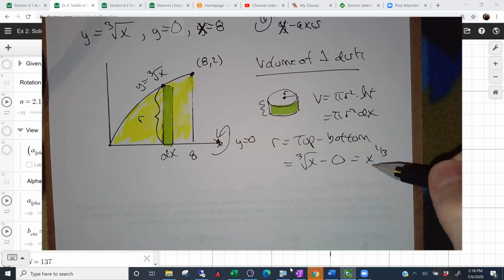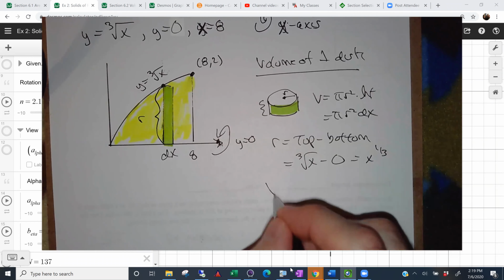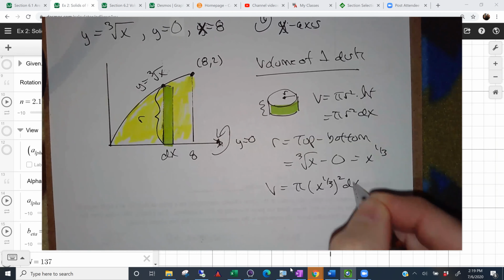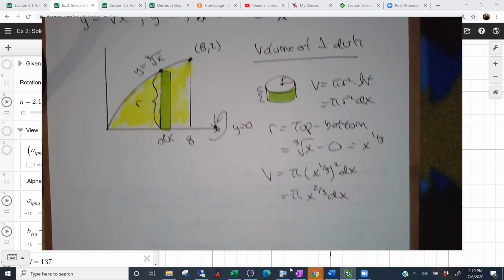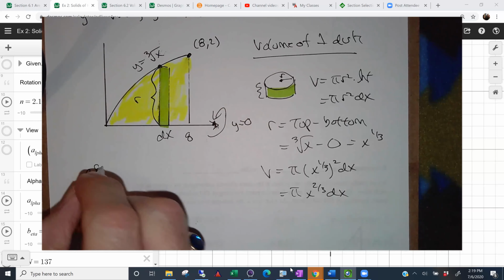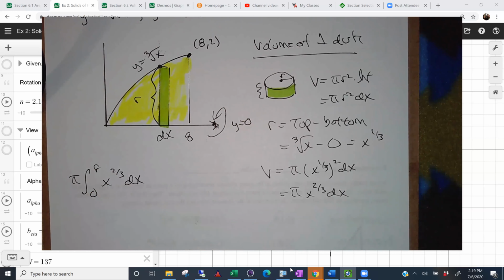Let me take that x to the 1/3 power and plug it in for r and get a formula for the volume, pi times x to the 1/3 squared times dx. Or better yet, pi times x to the 2/3 dx. Cool. So now I want to integrate that. That's my integrand. So let's take a look at what we're going to do to integrate that. 0 to 8. I'll take the pi out in front, x to the 2/3, dx.